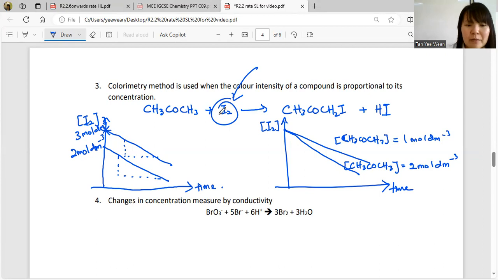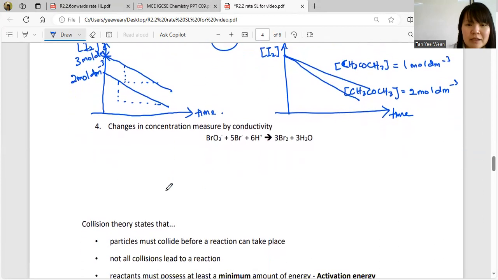Okay, the last one, not much detail in it. The last one is change in concentration of ions. If you read the textbook, there's not much detail in it. It's just if the reactants are ions. So there are 12 ions here. It's 1 here, 5 here, and 6 ions here. There are a lot of ions here.